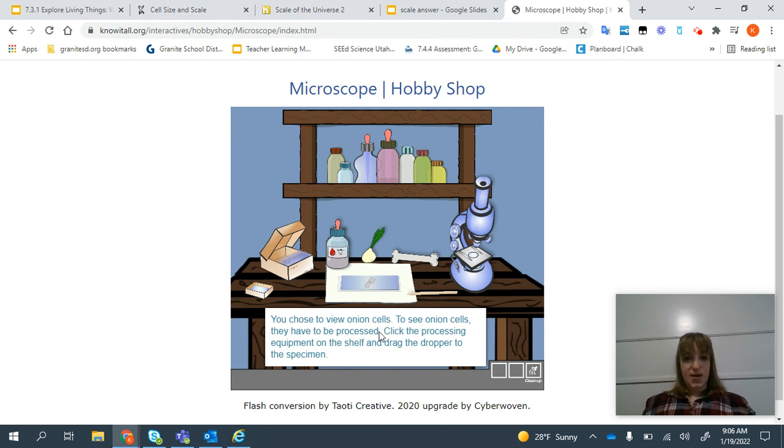So you choose to view the onion cells. To see the onion cells, they have to be processed. So then we have to click the processing equipment on the shelf and drag the dropper to the specimen. So the processing equipment is here on the shelf. So we're going to click on it, and then we're going to drag the dropper to the onion cell.